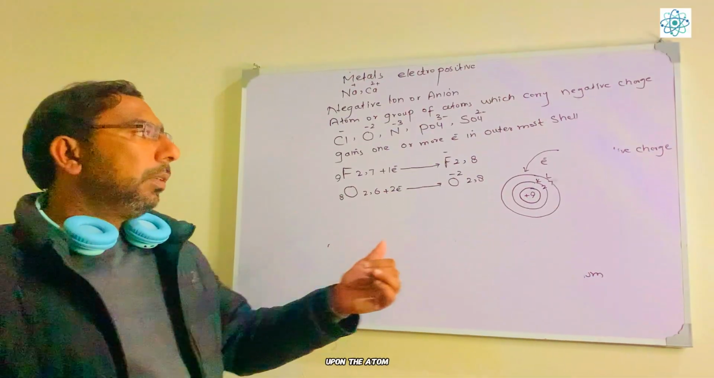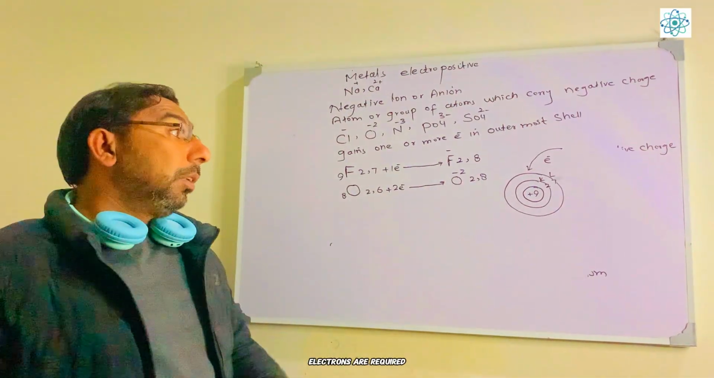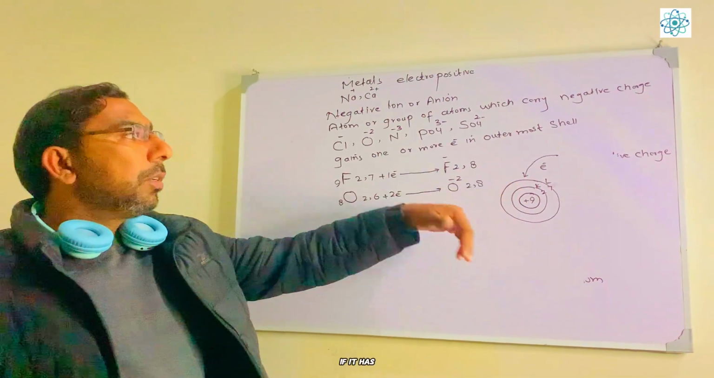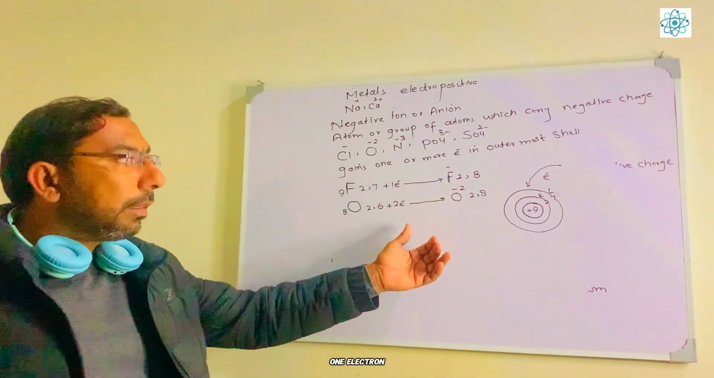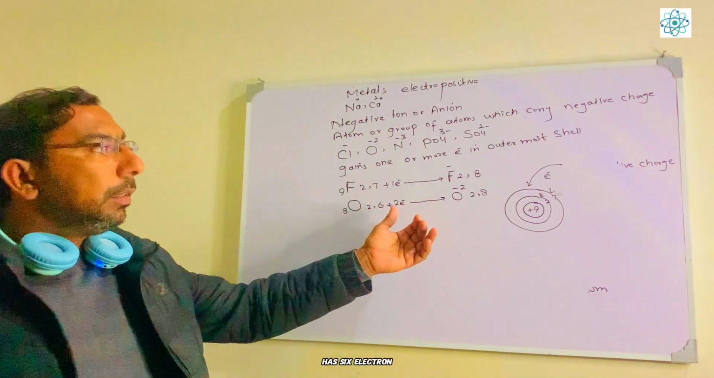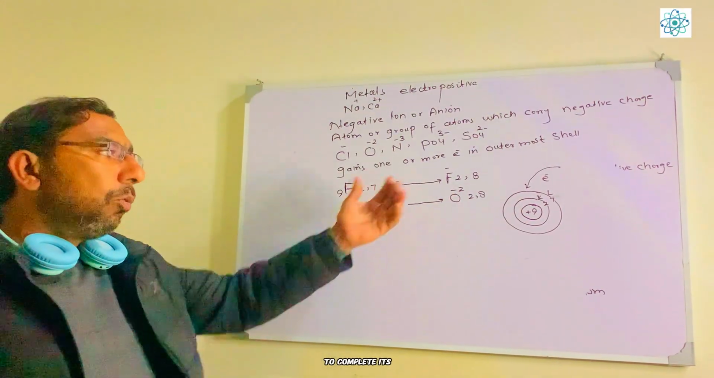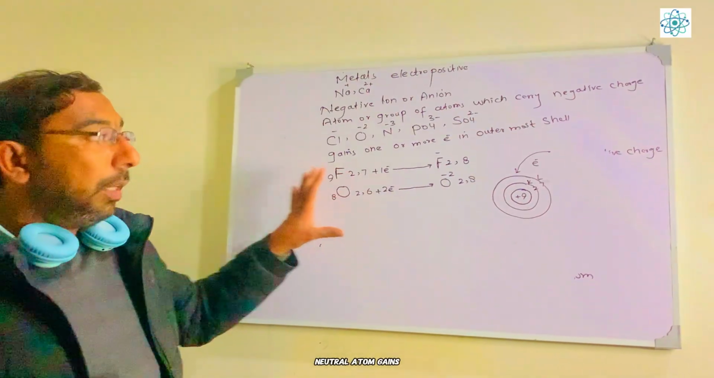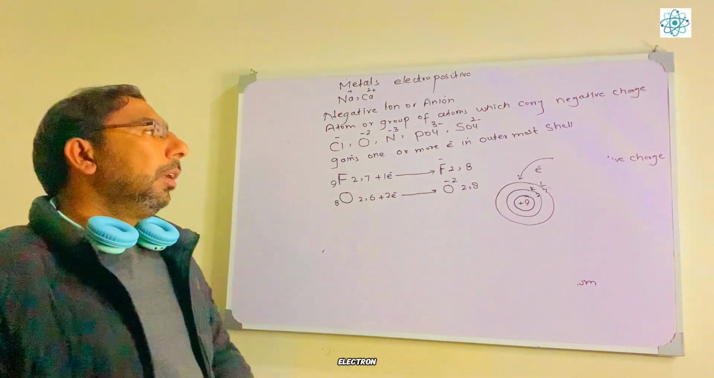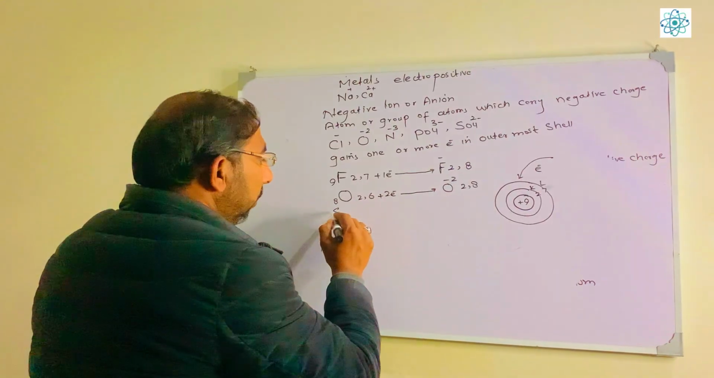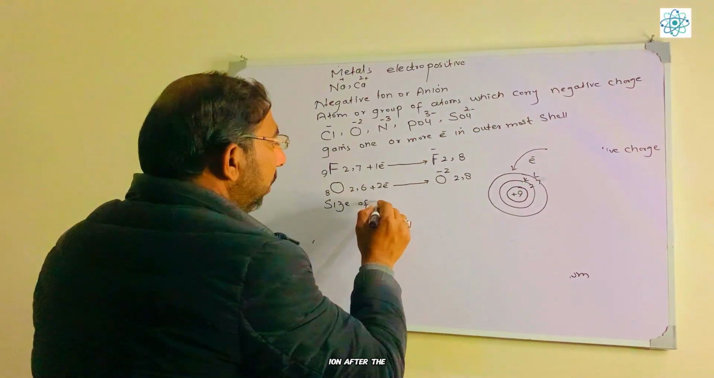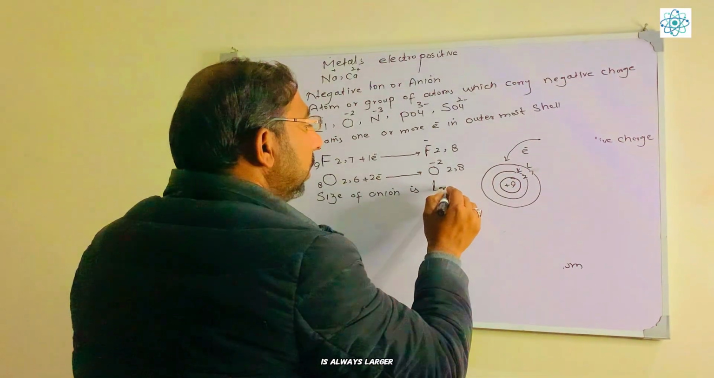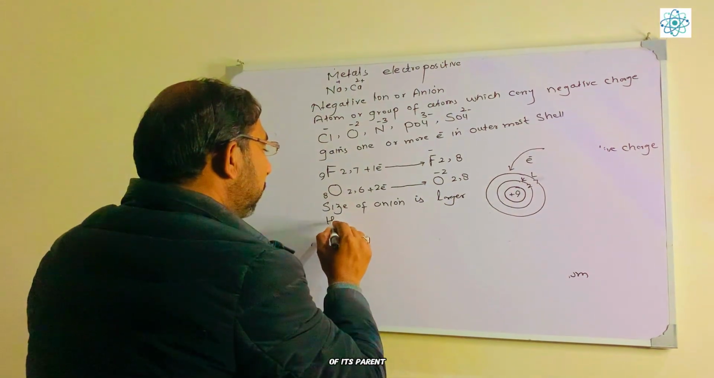And it depends upon the atom how many electrons are required to complete its outermost shell. If it has 7 electrons, then it will need 1 electron, and if it has 6 electrons, then it will need 2 electrons to complete its octet. Now we can see that when a neutral atom gains 1 or more electrons, the size of the anion after gaining electrons is always larger than the size of its parent atom.